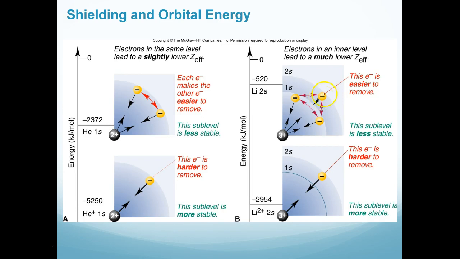So it's actually a lot easier to remove this electron because we have these electrons kind of blocking the pull from the nucleus. Whereas if I don't have any electrons in between, it's going to be harder to remove this electron because it feels that full pull from the nucleus.